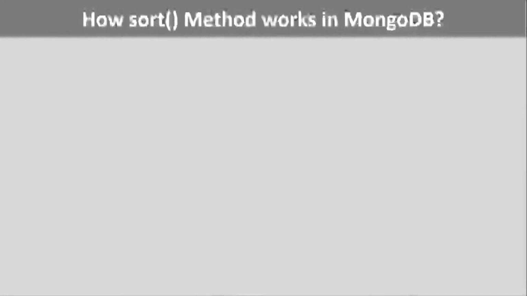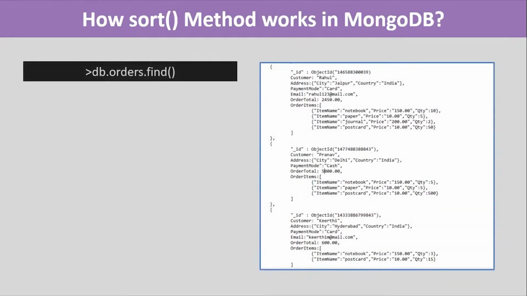Let us now understand how the sort method works in MongoDB with an example. Now consider a collection named orders. If I just run the command db.orders.find(), I'll get this collection, which has 3 documents. It has details of 3 customers like Rahul, Pranav, and Kirti.